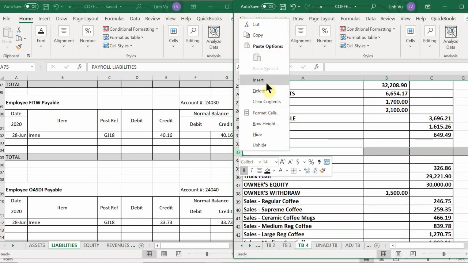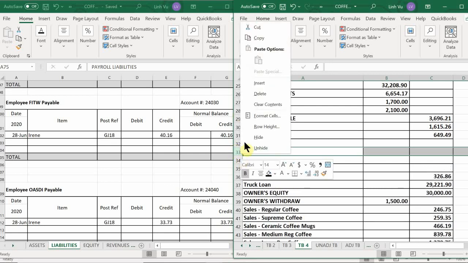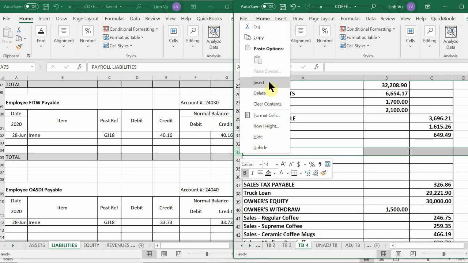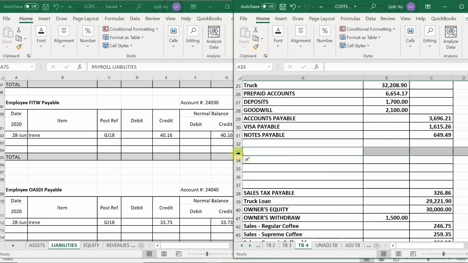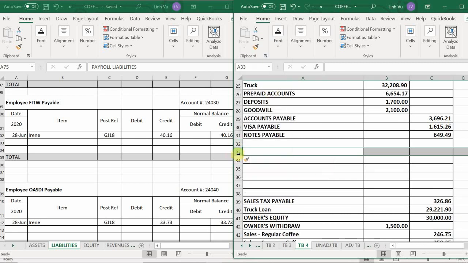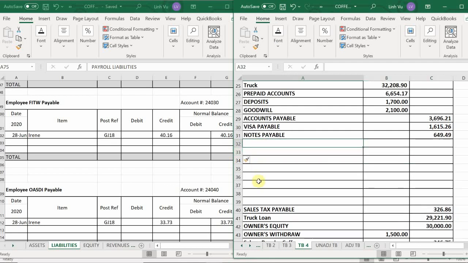So again, we have FITW, OASDI, HI. We have company FICA, company FUTA, company SUTA, and workers' compensation. So let's add all those accounts one at a time.